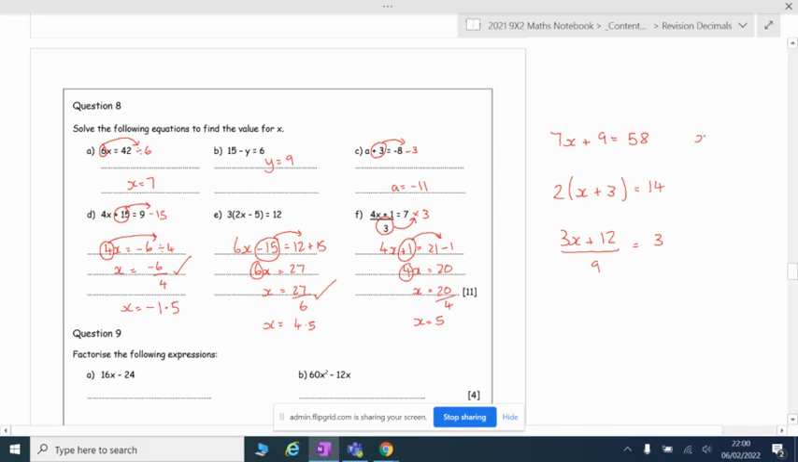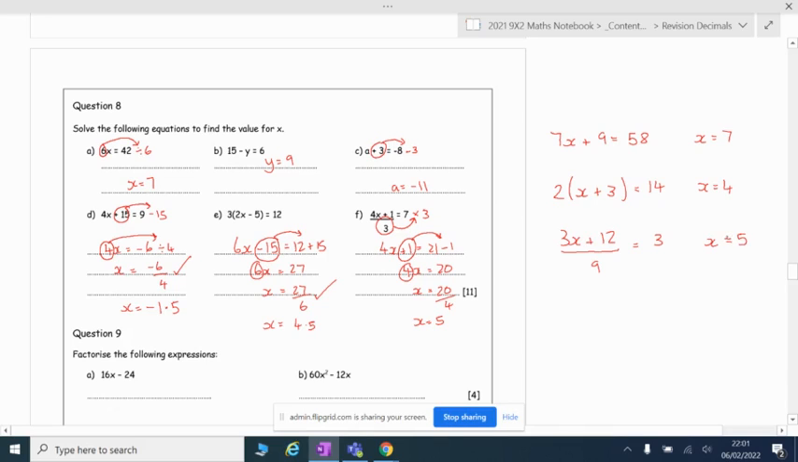And the answers are x equals 7 there, x equals 4 there, and x equals, let me work it out, 27, 15, x equals 5 there.